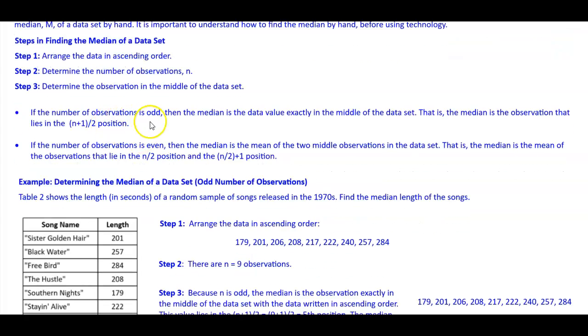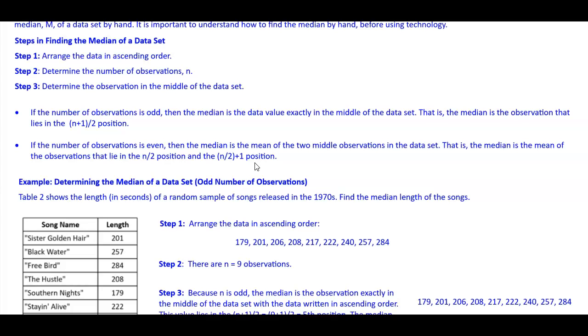If the number of observations is odd, then the median is the data value exactly in the middle of the data set. That is, the median is the observation that lies in the (n+1) divided by 2 position. If the number of observations is even, then the median is the mean of the two middle observations in the data set. That is, the median is the mean of the observations that lie in the n divided by 2 position and the n divided by 2 plus 1 position.